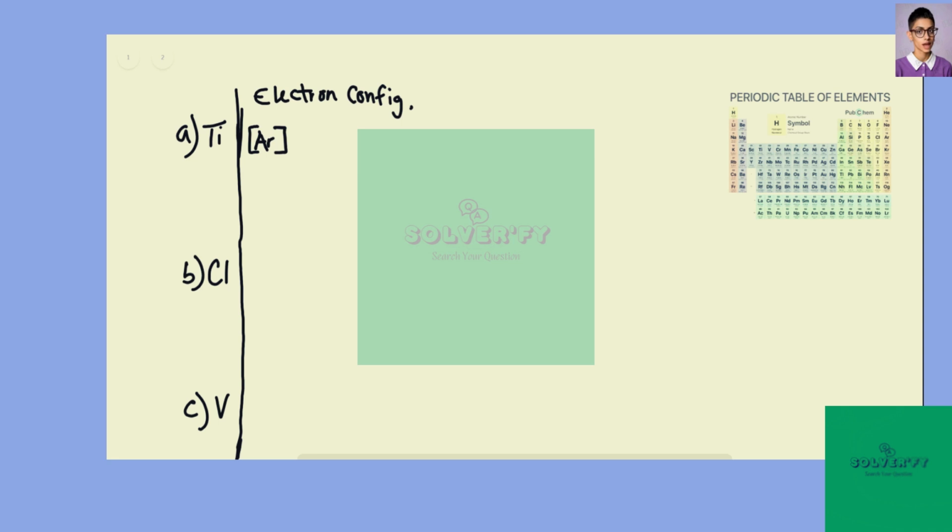So if we go back, the most recent noble gas is argon. So we're going to start by putting argon in brackets, and then continue as if we were writing the regular electron configuration. So the next would be 4s2, and then 3d2.